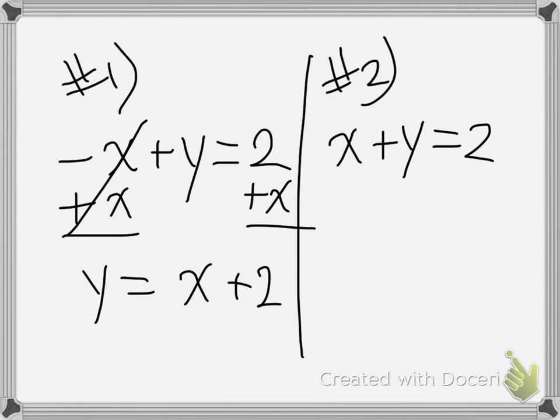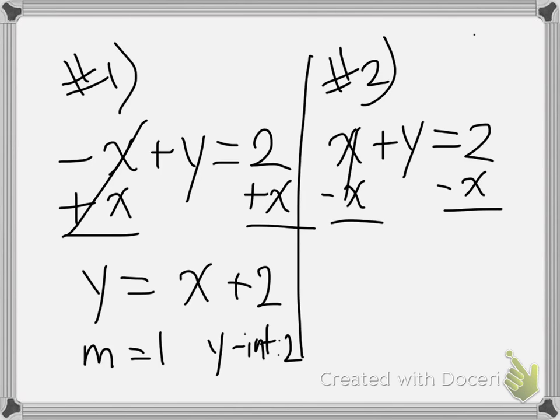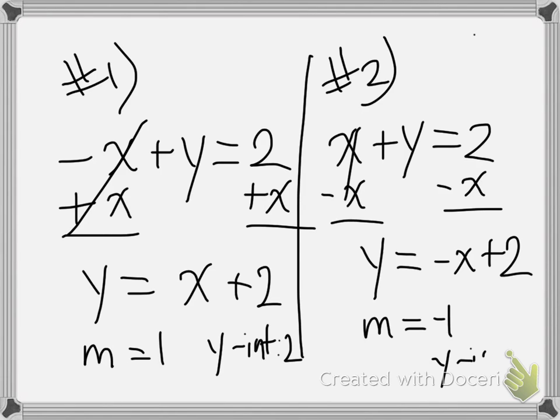Now if I was to ask you, what is the slope? The slope is 1. The y-intercept is at 2. So the same thing with this one, with the number 2 problem. Now this one, we're going to isolate y, so I have to move x to the other side. Notice how x is positive. I have to subtract x from both sides. So now the x is canceled, you're left with y equals minus x plus 2. So my slope here is negative 1, and my y-intercept is at positive 2.